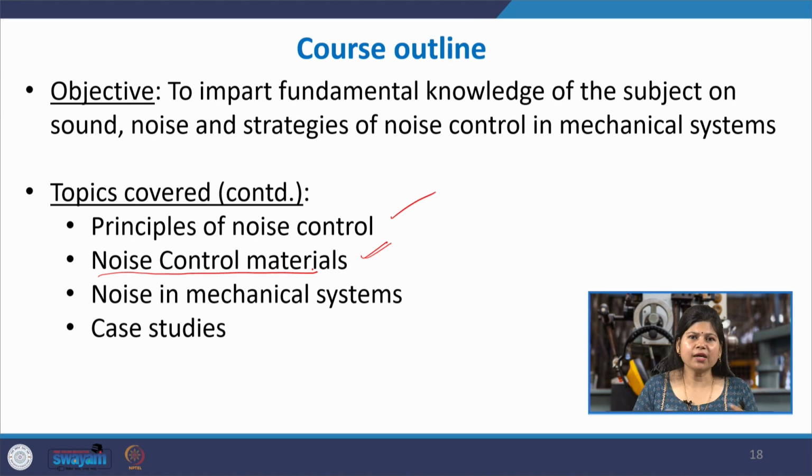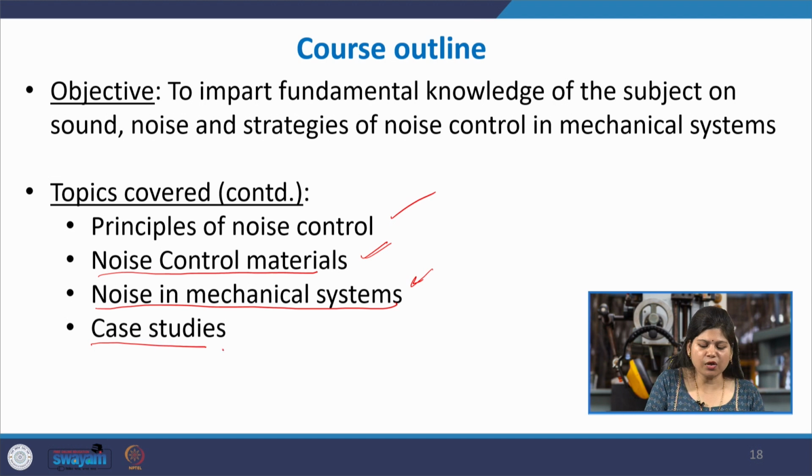We will have a rather elaborate discussion on that, and then we will discuss what the sources of noise in mechanical systems are, and then some case studies on how to control those very same sources of noise in mechanical systems. So, I hope in all the subsequent lectures you will be able to gain interest in this field and be able to apply this knowledge in real life as well. With this I would like to close this lecture, and thank you for listening.